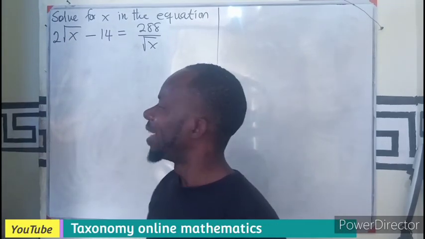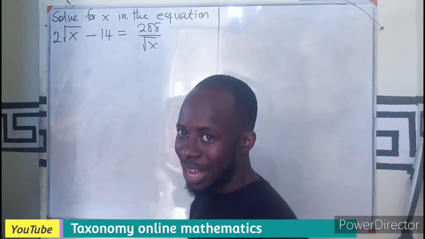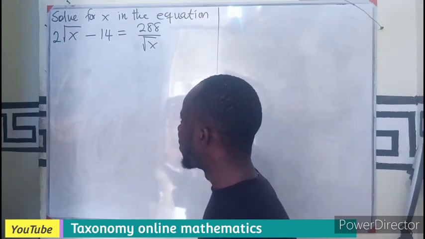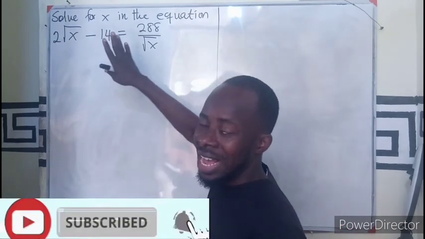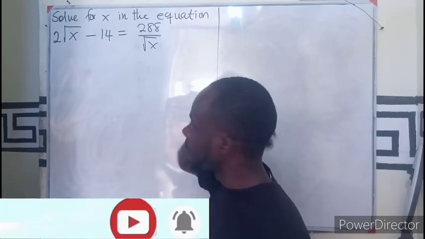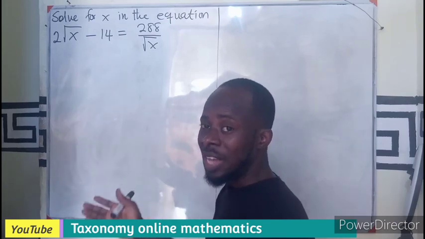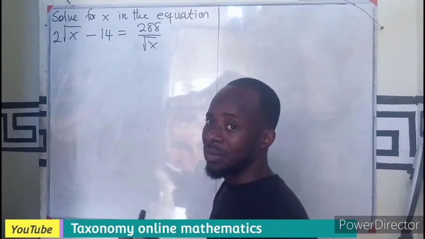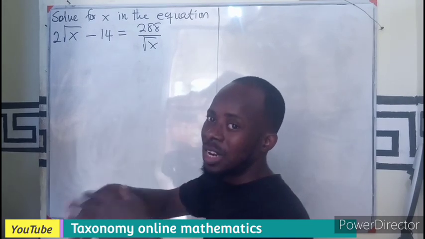Today we are going to solve a question under radical equations. It is a radical equation because the variable we are to solve is under the radical sign. So always what we do under radical equations is to isolate our variable so that we can find the square of both sides to cancel the square root on the variable.